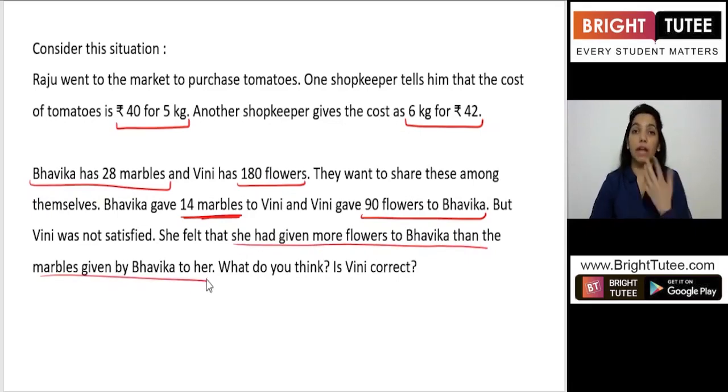So because she gave 90 flowers and she gave her 14 marbles, she said that maybe I'm being cheated. Why? Because she thought that here Bhavika has given me so much less marbles, just 14 of them, and I have given her 90 flowers, such a big number.